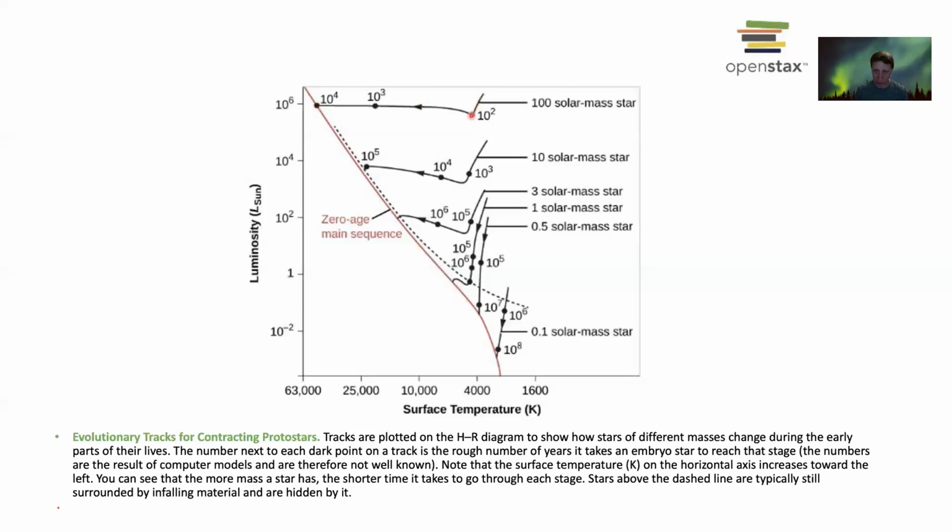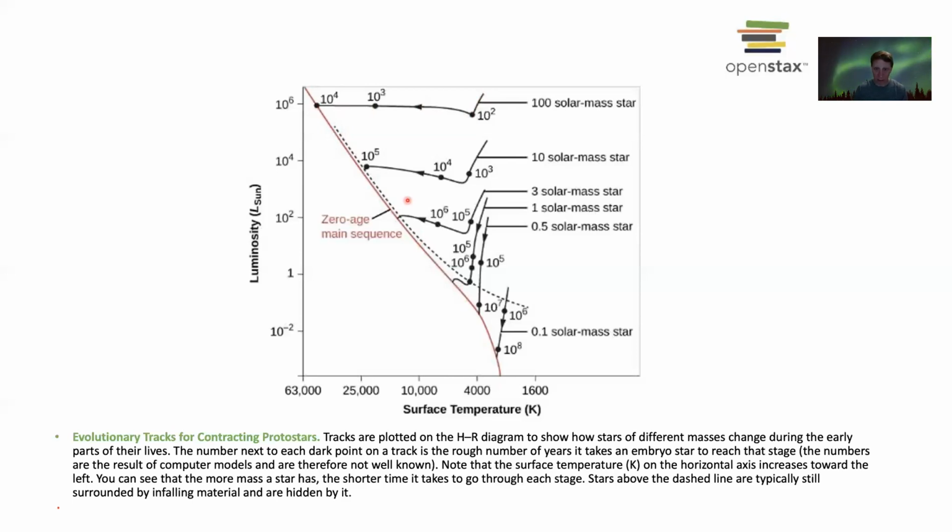So a 100 solar mass star, which is a truly big star, will reach this nick point here at about 100 years, and at about 1,000 years here, and about 10,000 years is all it takes to get onto the main sequence. So they very quickly start to fuse their hydrogen, and they fuse it very quickly.